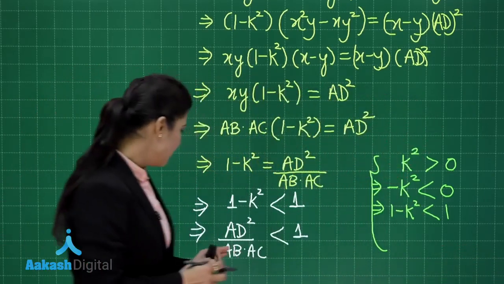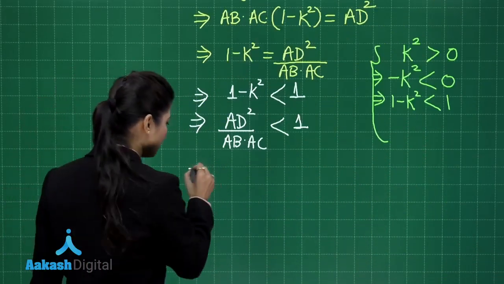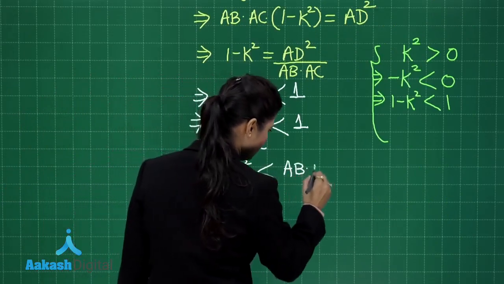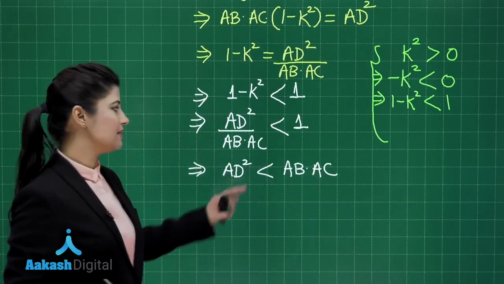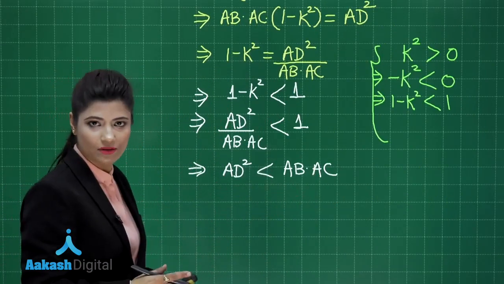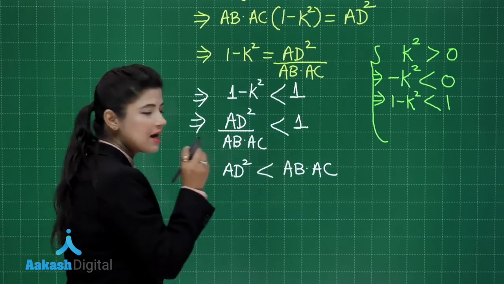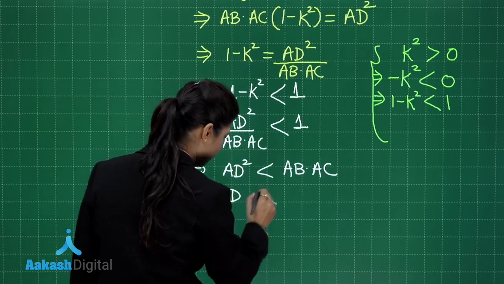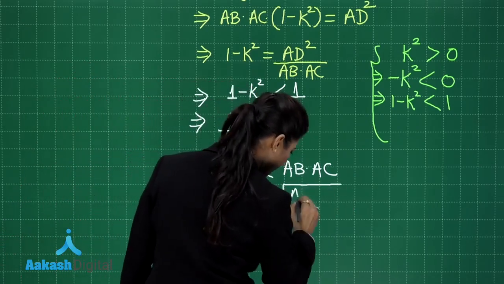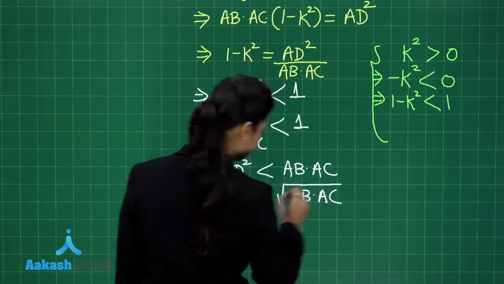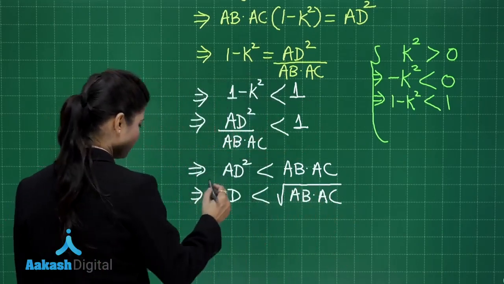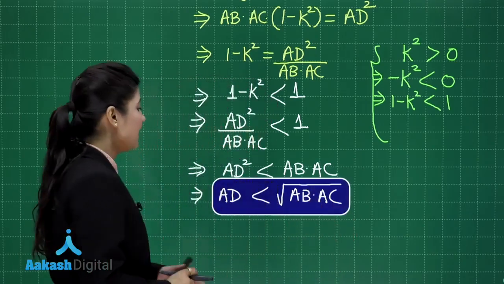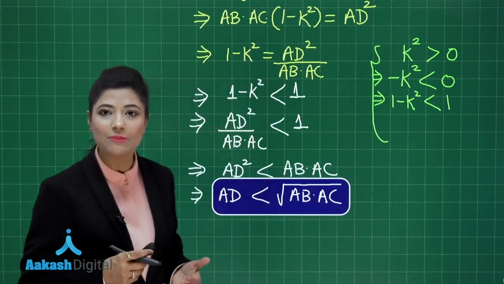Now, if I transpose the AB and AC product to the right hand side, that gives me AD square less than AB into AC. Now, AD square is less than AB into AC. So if I take root on both the sides, all these are lengths, so it will definitely be the positive root. So I will be getting AD is less than root over AB into AC. So guys, here we are getting this relationship between AD, AB and AC, that AD is less than root over product of AB and AC.